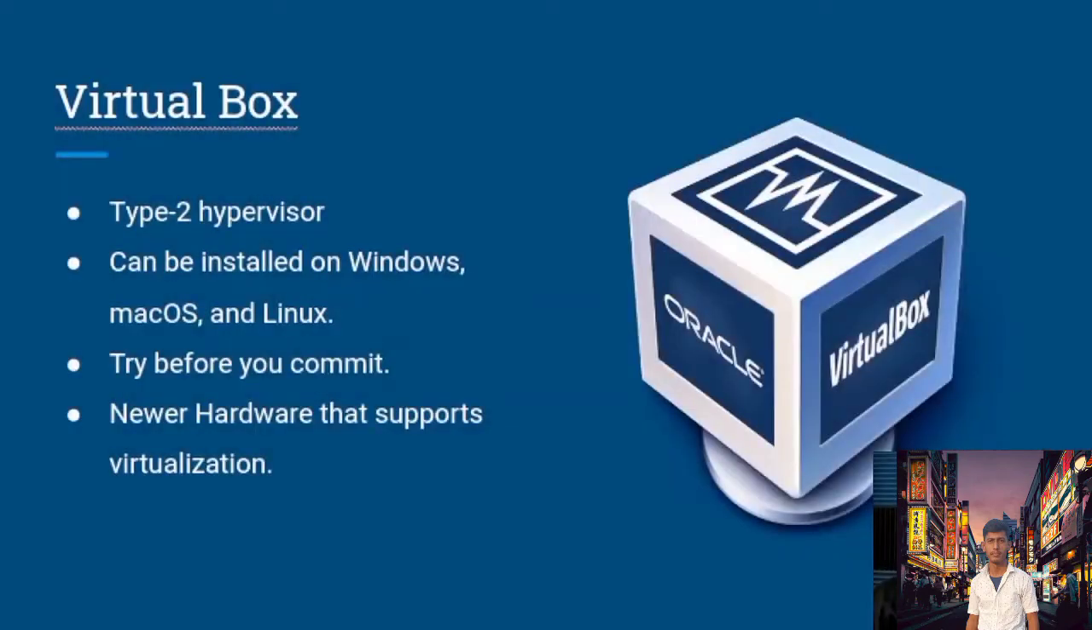So the main way I want to show you how to install Ubuntu is by using an application called VirtualBox. Oracle VirtualBox is a type 2 hypervisor, and VirtualBox can be installed on all 3 major platforms: Microsoft Windows, Mac OS, and Linux. When you use VirtualBox, you also have the opportunity to try the operating system before you commit to installing it directly on your hardware.